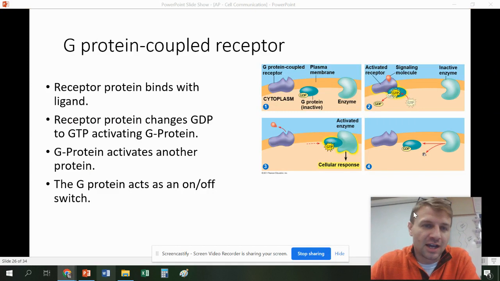G protein coupled receptor. Receptor protein binds with a ligand, so you can see here's our ligand bonding with our G protein. The G protein is going to turn GDP into GTP. This is going to activate another enzyme, and then that enzyme creates some cellular response. All you have to know is this is just one type of cellular protein that's going to bind specifically and use GTP and GDP.